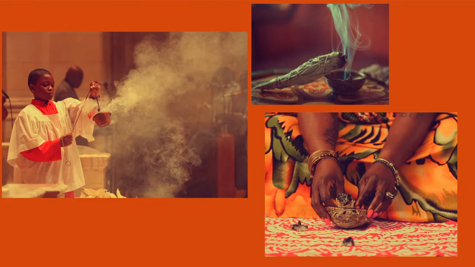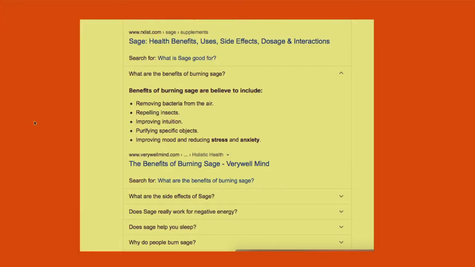And if we wish to go and study this meaning, you're gonna hear what they're gonna say here. What are the benefits of burning sage? Benefits of burning this are believed to include, okay, removing bacteria from the air. That's just daily shit. Repelling insects. That's daily shit. Improving intuition.